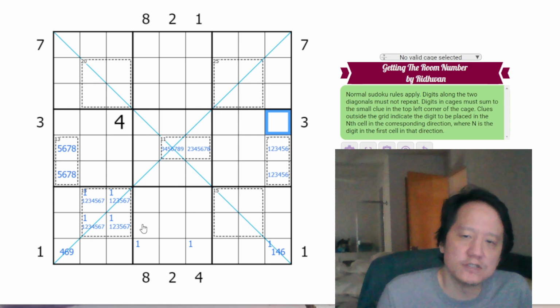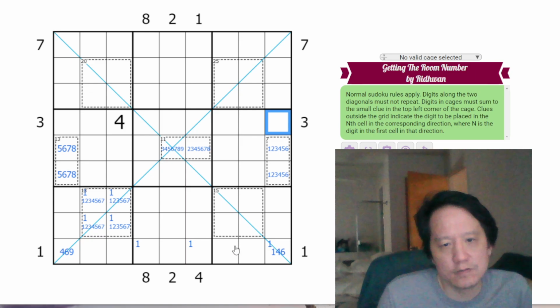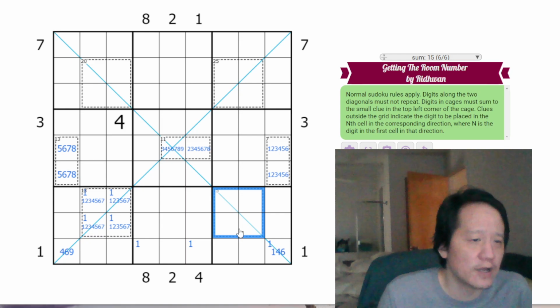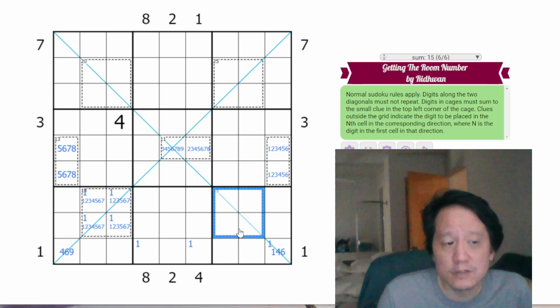Okay, where n is a digit in the first cell in that direction. So either this is some combination of 1. So it could be 1, 2, 3, 9. Could be 1, 2, 4, 8. It could be 1, 3, 4, 7. Something along those lines. The only non-1 has to be 2, 3, 4, 6, which means that's 1. And that would work because that would be 1. This would be 9.